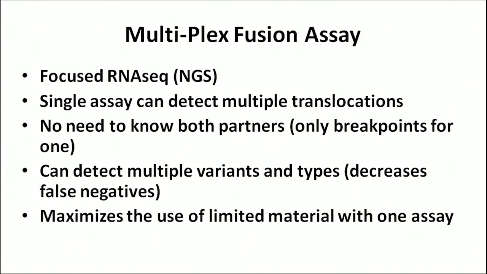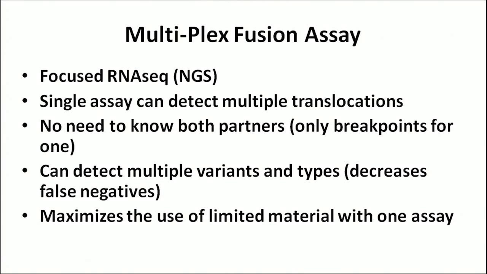These are essentially focused RNA-seq, an application of next-generation sequencing. So now we can theoretically have single assays that can detect multiple to many different translocations. We don't need to know both partners. We really only need to know the breakpoints for one of these, and then we can use this to detect multiple types and variants. Theoretically, these types of approaches would decrease the number of false negatives.